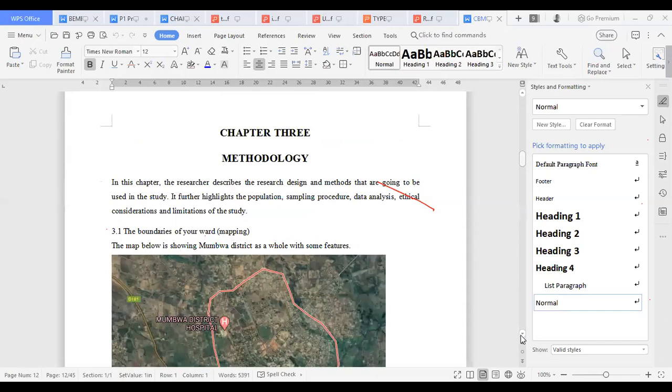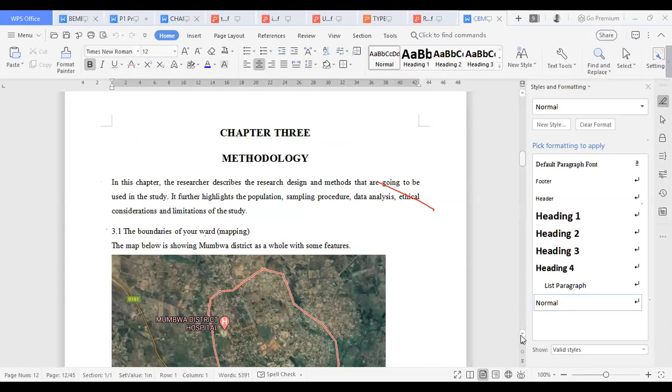All right, so this is just a typical example of how you present a research methodology in your paper. This is a CBMS paper that I prepared. Chapter 3 is your methodology. In this chapter, the researcher describes the research design and methods that are going to be used in the study. It further highlights the population. You need to note this.